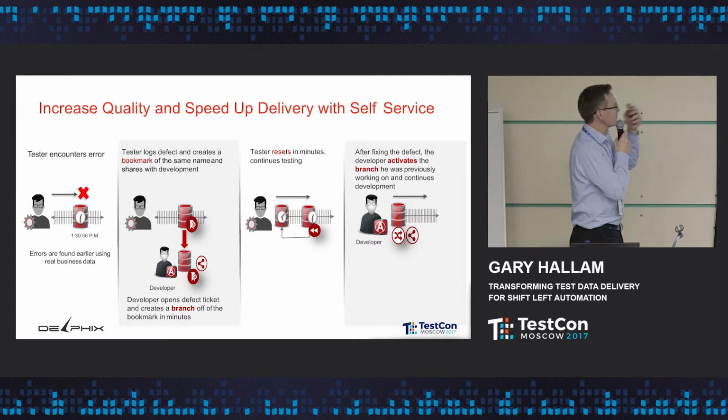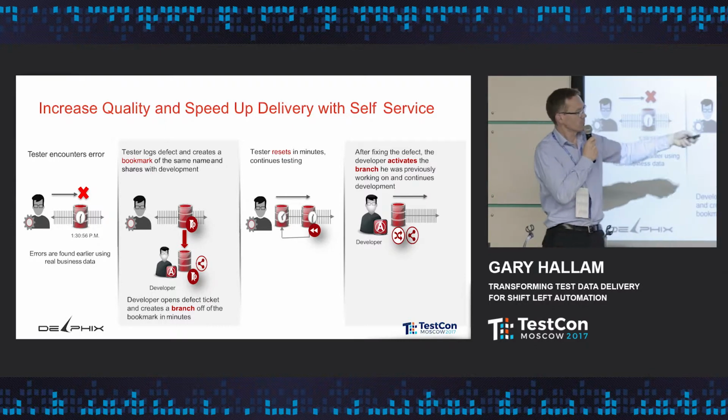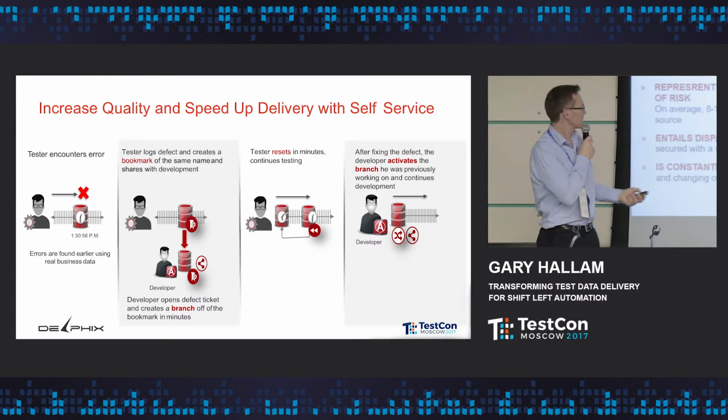So we can increase the quality and speed up the delivery with self-service. I talked about branching. We talked about resetting. You can activate different branches. So I think you get the picture, right?